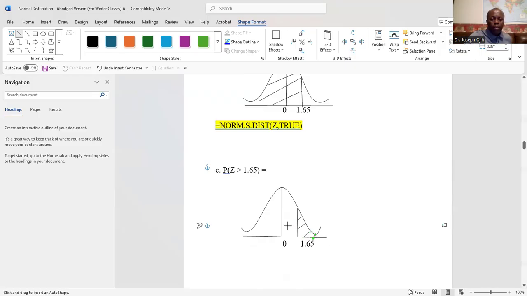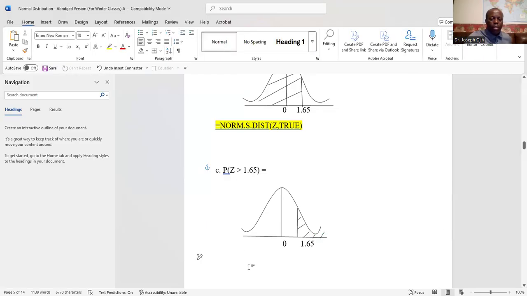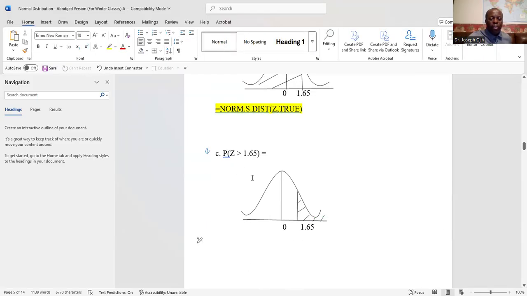And the last one. In this case, the probability you're looking for is 1.65 as well. Don't worry, I'll type up this formula and upload it for you so you can know it. This time around, it's at the tail, and it is at the right tail. Right tail.